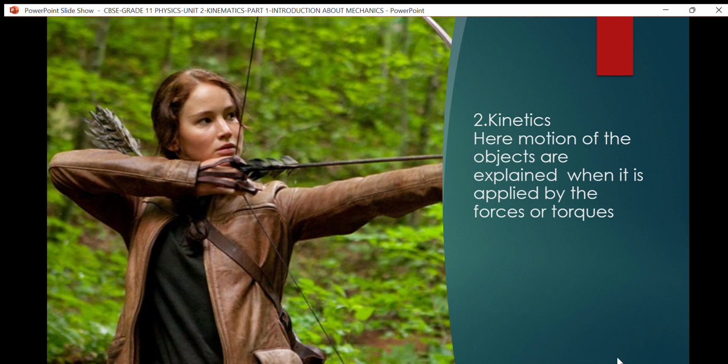So dynamics we divide into two parts. One is kinematics, where we will study about the characteristics of motion, and in kinetics we will study the motion of the objects when it is acted on by forces or torque. So this is a small introduction about mechanics.